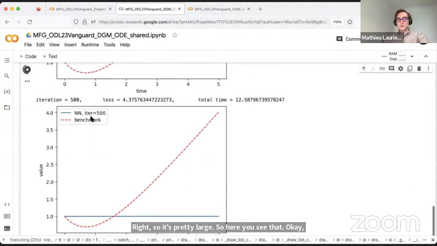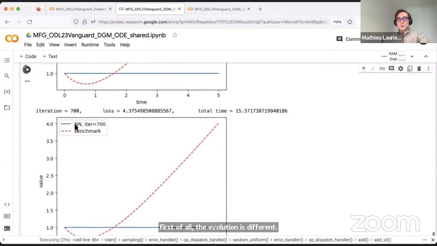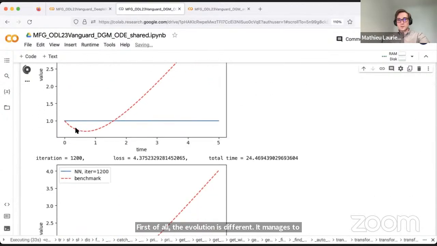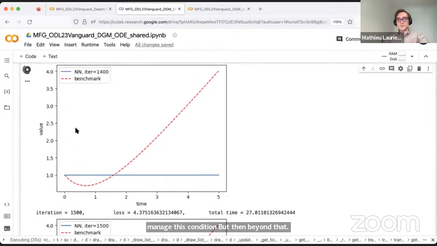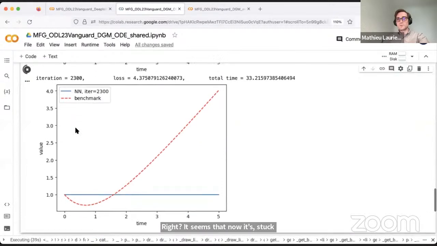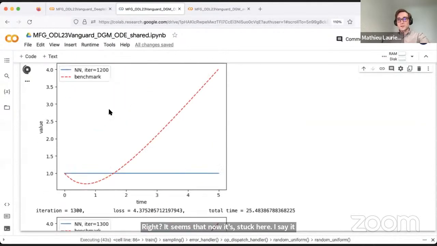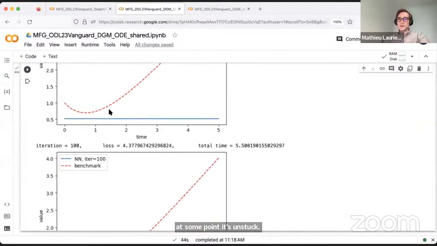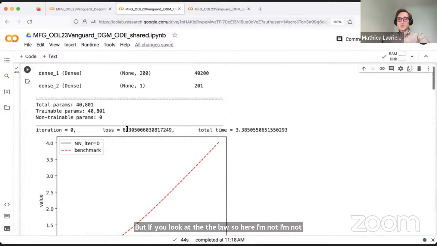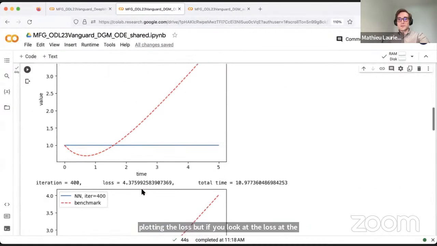is different. It manages to match this condition, but then beyond that, it doesn't do too much, right? It seems that now it's stuck here. I say it seems because we would have to wait forever to see if at some point it's unstuck. But if you look at the loss, so here I'm not plotting the loss, but if you look at the loss at the beginning, it's 6.3, then 4.37, 4.37, etc.